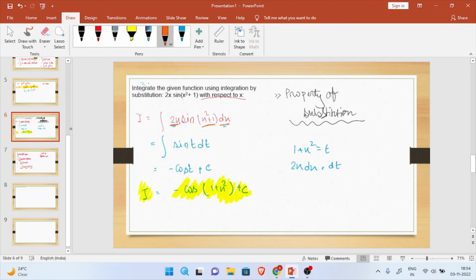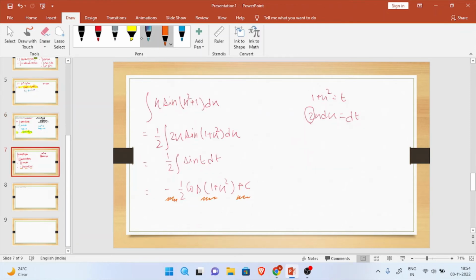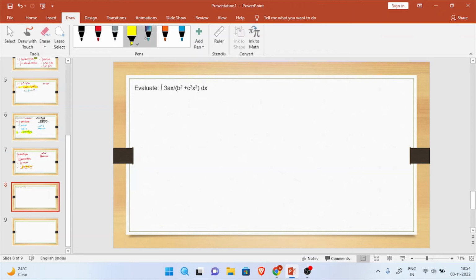Just try to understand one thing. Here the answer was minus cos (1 plus x square) plus c, and here also minus cos (1 plus x square) plus c. I hope you understood the process. Now we will look at our fourth and final question, which says evaluate the integral of 3a by (b square plus c square x square) x dx.